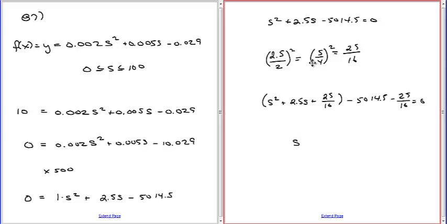And the term that this becomes is 5/4, so I get s plus 5/4 squared. And so you get negative 5,014.5 minus 25 divided by 16, which is 5,016.625 equals 0. So we add this to both sides. So you get s plus 5/4 squared is equal to 5,016 approximately.